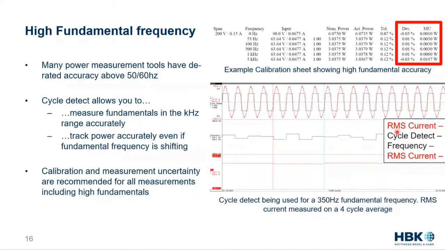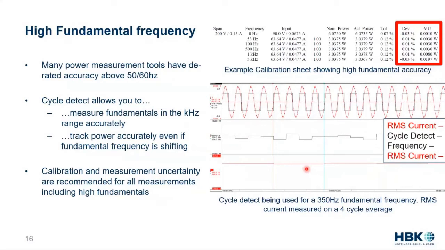What I have on the screen is, again, another screenshot of some of our data. And we have a fundamental frequency in red with the cycle detect tracking it. In the middle, we can see that this is a 350 hertz frequency, well above 50 hertz or 60 hertz. And we can see that that frequency is even moving around a little bit. If we look at a range between 340 hertz and 360 hertz, this is probably a plus or minus 5 hertz move. But if we average our cycles over a rotation of a machine or over a cycle of frequency change, we can get a very stable output in the steady state, even at this very high fundamental frequency.